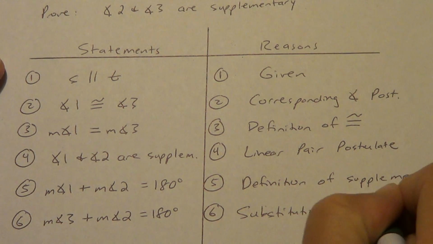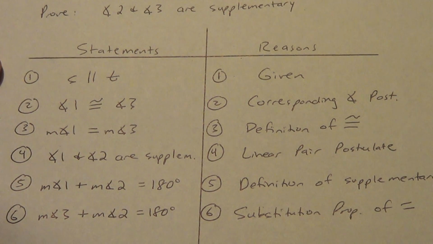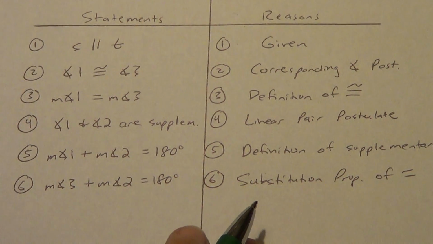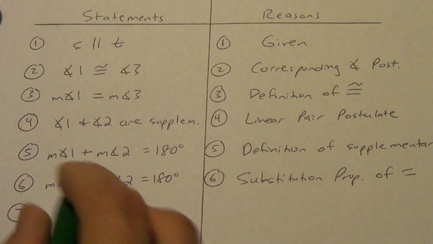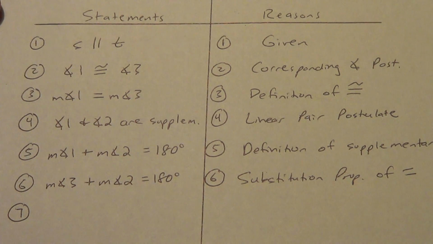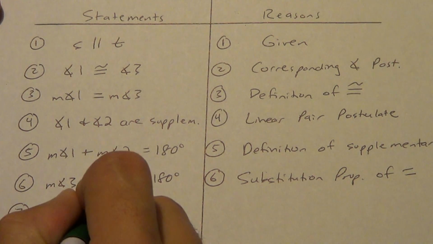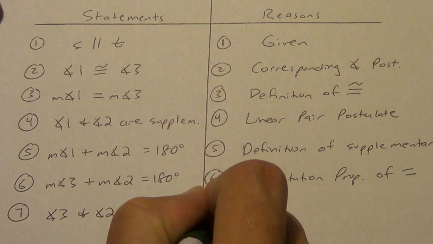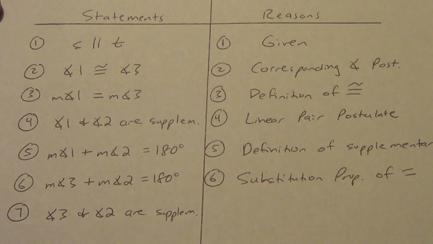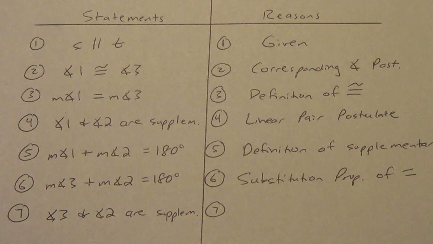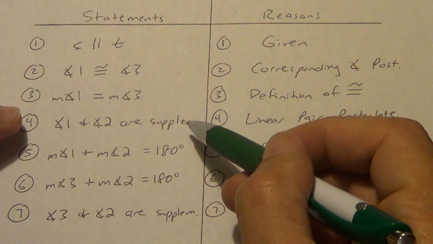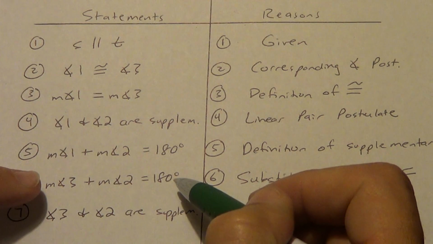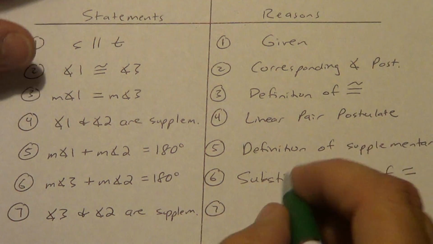Substitution property of equality. We have equal signs. There is no substitution property of congruence. Almost done. Well, if angles 2 and 3 add to equal 180, then they are what? Well, angle 3 and angle 2 are supplementary. Once again, I'm running out of room, so I abbreviated there a little bit. Why? Well, just like we did here, we went from supplementary to saying they add to equal 180 by definition of supplementary. Here we're going from add to equal 180 to supplementary. It's going to be the same reason.